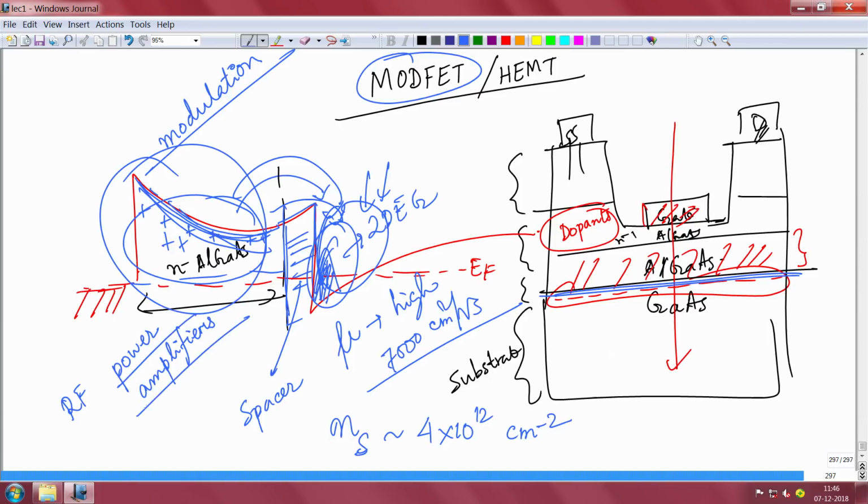RF power amplifiers are devices, essentially they have devices plus other passives which amplify your RF signal. For example, if you have a cell phone, the antenna has to receive the signal from the nearest base station. The signal becomes very weak when it is received, so you have to amplify the signal. Of course, there will be a low noise amplifier and a power amplifier. It has to process and then send back again by the other antenna to the nearest base station. You need to boost up the power and send it. So there are RF power amplifiers.